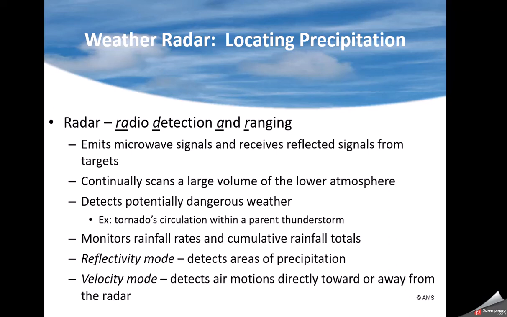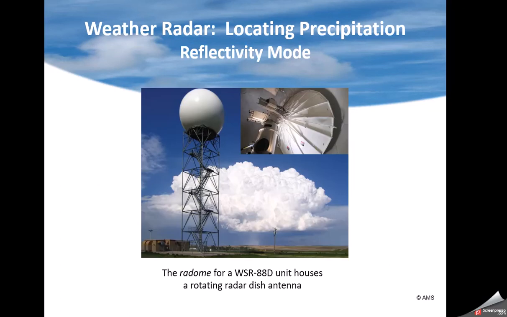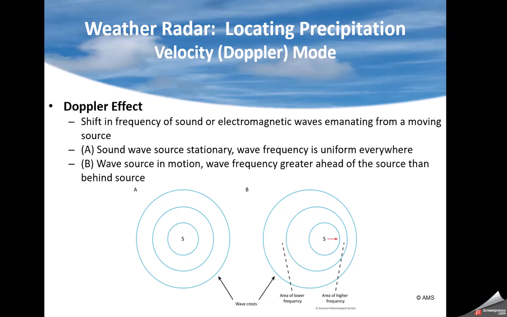Then we get velocity mode. What does that do? That detects the speed of these particles. Here you can see a radar. And here you can see the Doppler effect. By knowing the Doppler effect, I can calculate how fast a particle is moving toward or away from the radar.